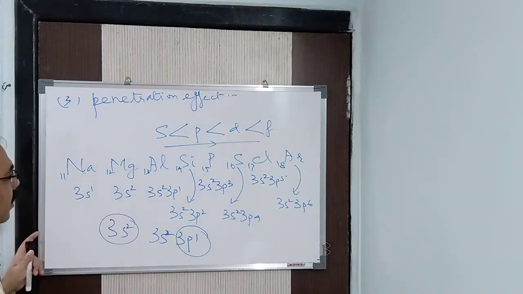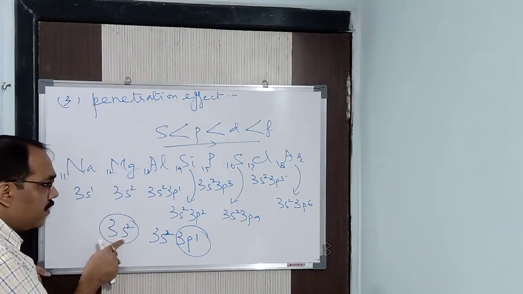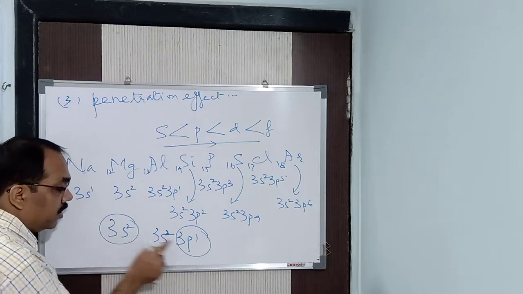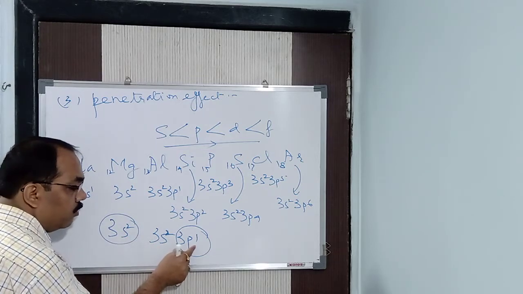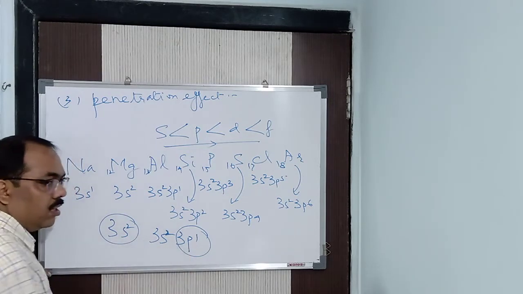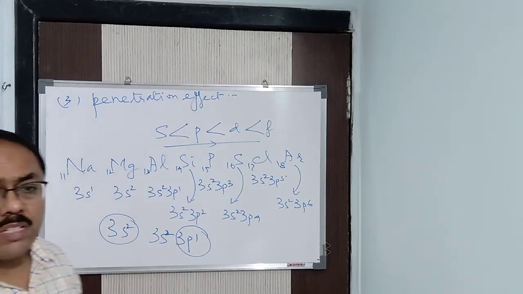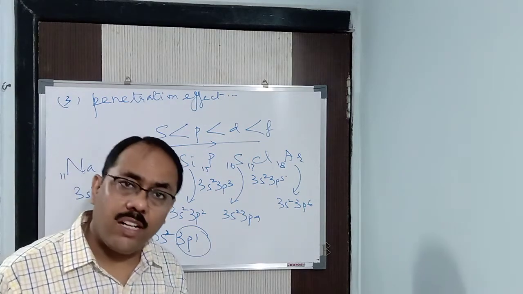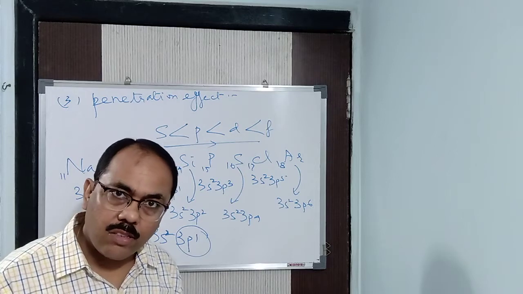But here what you find is, if you want to remove an electron from magnesium, you have to remove it from the S subshell. And in aluminium, you are removing it from which subshell? The P subshell. Which is nearer to the nucleus, the S subshell or the P subshell? The S subshell. So if it is nearer to the nucleus, it will be difficult for you to remove an electron.